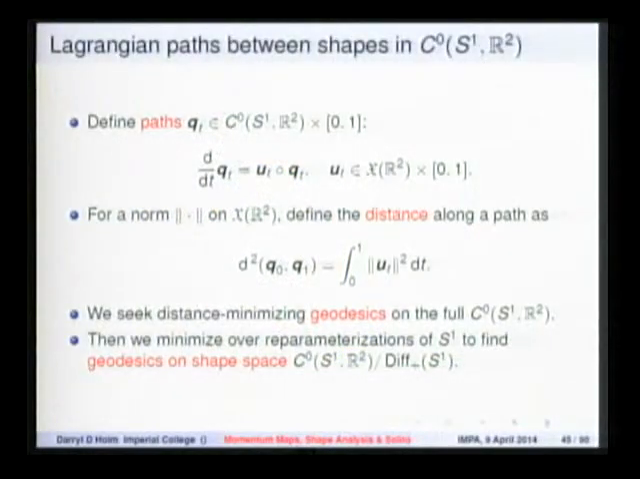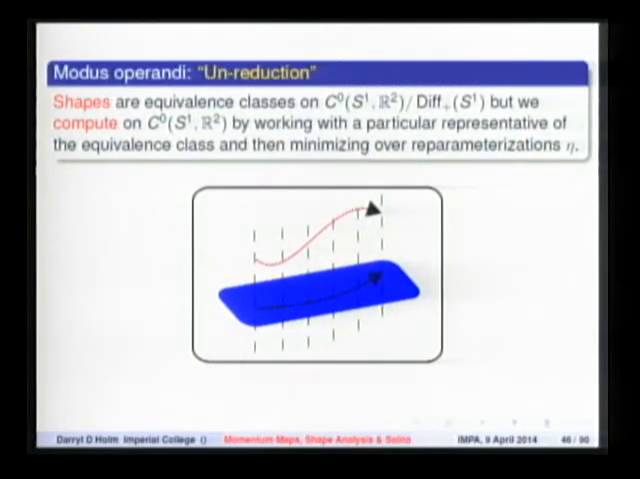Okay, so this is the shape space, and this is the configuration space. We call this modus operandi unreduction. We're interested in a shape down here among this family of shapes. But we lift back up to the Lagrangian picture, we evolve the momentum map, we have to know what momentum map to evolve, and then we project it back.